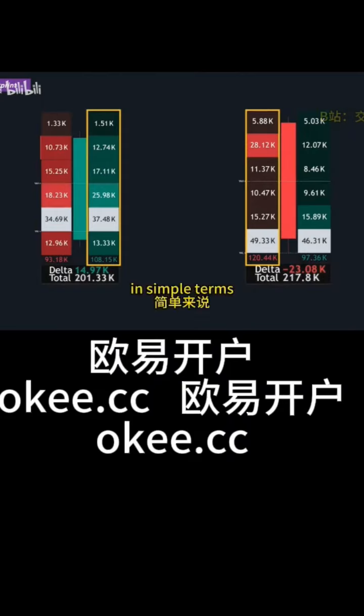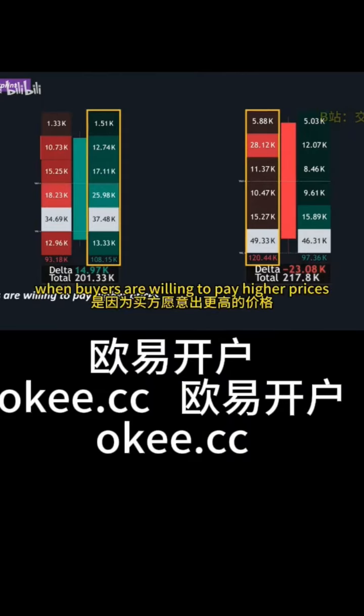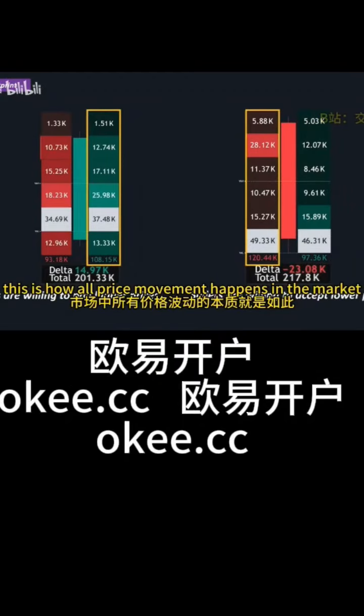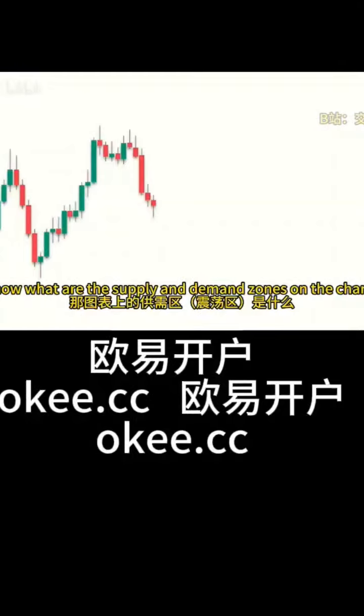In simple terms, price moves up when buyers are willing to pay higher prices and moves down when sellers are willing to accept lower prices. This is how all price movement happens in the market. Now, what are the supply and demand zones on the chart?